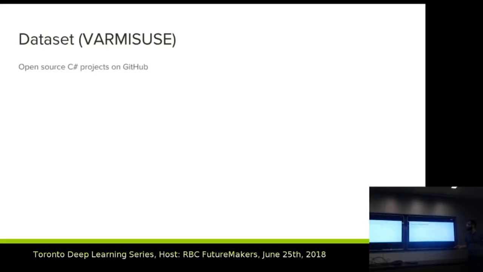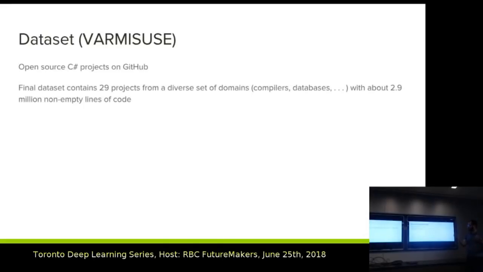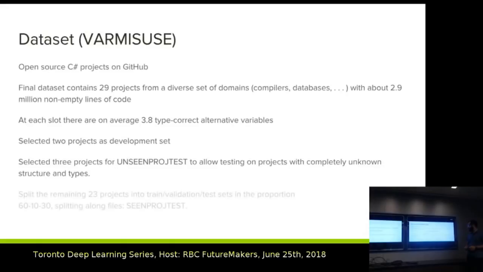Okay. They don't talk about the data set for variable naming, or at least I haven't seen it. But for variable misuse, they use a bunch of open source C# projects. They do a bunch of filtering and choose 29 projects, 2.9 million non-empty code lines. For each of the variables that they remove and try to predict, there are almost 4 type correct alternatives on average. They grab 23 of the 29 projects and call them seen projects. They train on these and they test on the unseen projects, which are 3 projects.